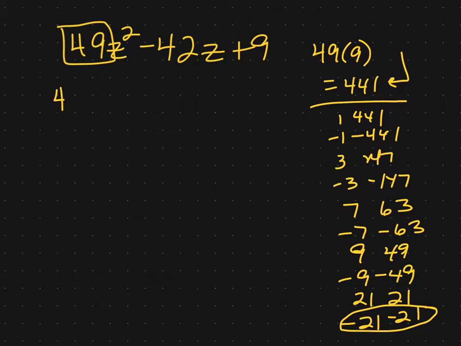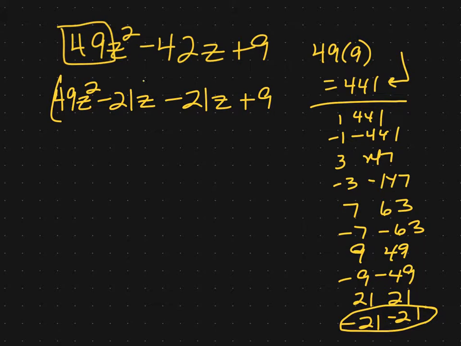So 49z squared minus 21z minus another 21z plus 9. Now we'll do grouping. Don't forget that the minus has to stick with the 21. We'll stick a plus sign in there to show that they're still being added.